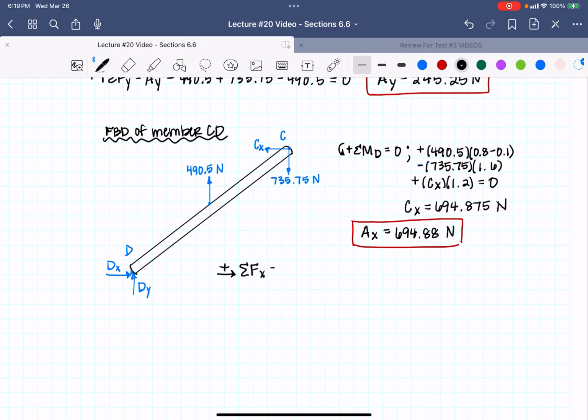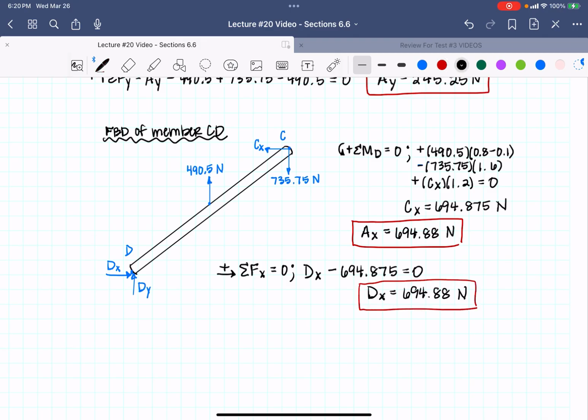So the sum of the forces in the x direction equals 0. I said D of x was positive. And the only other force I've got is C of x in the negative, which I know C of x, because I just solved for it, is 694.875. That equals 0, which means that D of x also equals 694.88 newtons. And the direction I assumed was correct because it is positive.